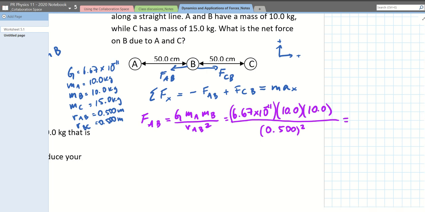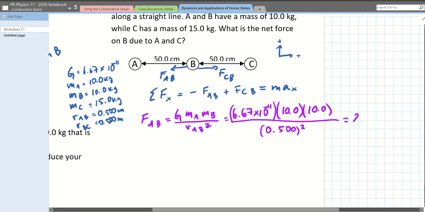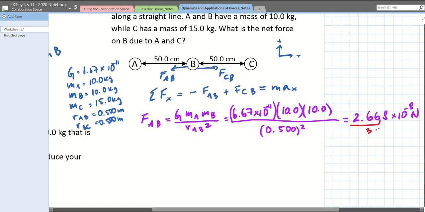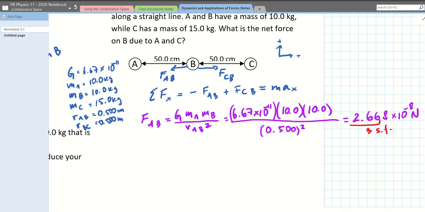6.67 exponent negative 11 times 10 times 10, then divided by 0.5 squared. We get this number, 2.668 times 10 to the negative 8 newtons. Again, we know that this has to be rounded to 3 sig figs, but I'll keep the whole number to find my F net and round it afterwards. So let's do the next one.